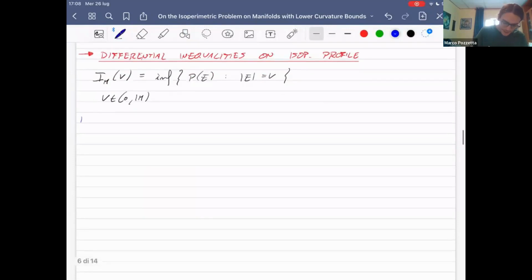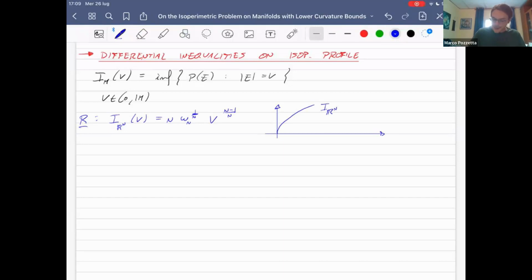And if you remember, we computed, for example, the isoperimetric profile of R^n, right? Because we proved that balls are isoperimetric sets, and we proved, in particular, that the isoperimetric profile of R^n is n omega_n^{1/n}, a positive constant, times volume to the power (n-1)/n. So in particular, this is a strictly concave function of one variable, I_{R^n}, and it looks like that, with respect to the volume V.